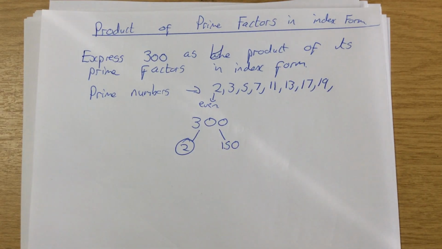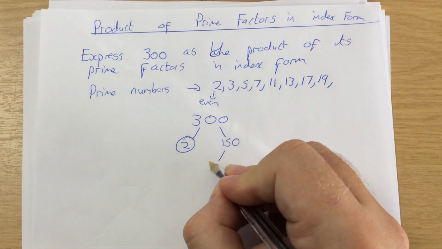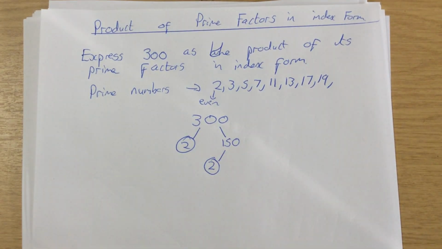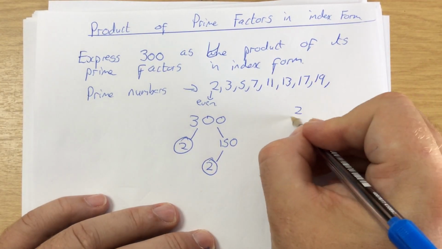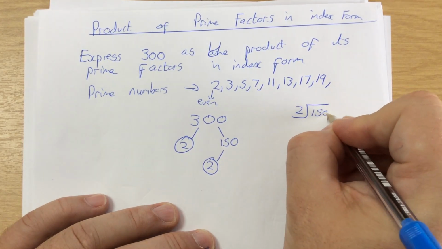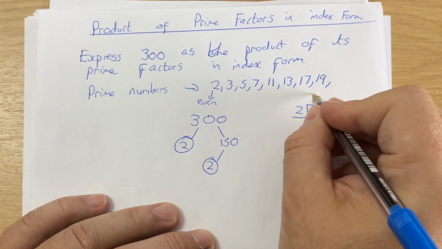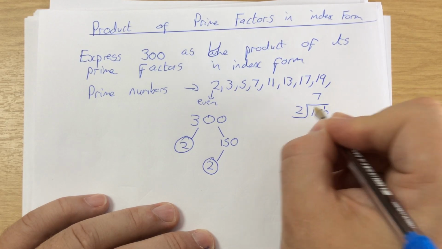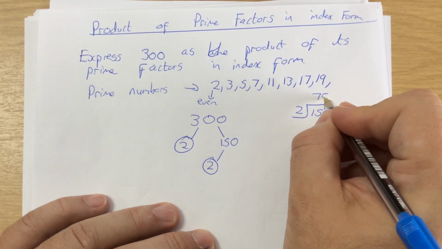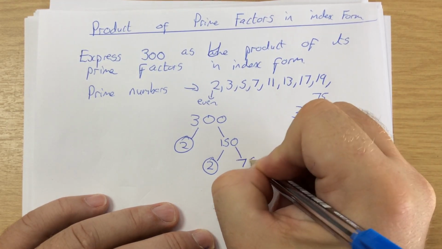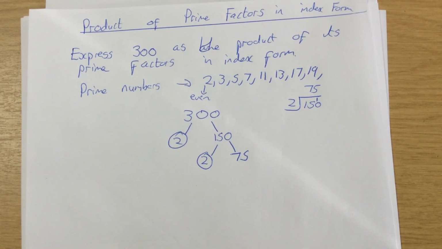Right, that is even as well. So I'm going to divide that by 2. So what I'm going to do, I'm going to divide that 150 by 2. And half of 150, if you don't know how to do that, 2 goes into 15 7 times, 1 left over, and then 2 into 10, 5 times. So that becomes 75. That's not even, so I can't divide by 2.